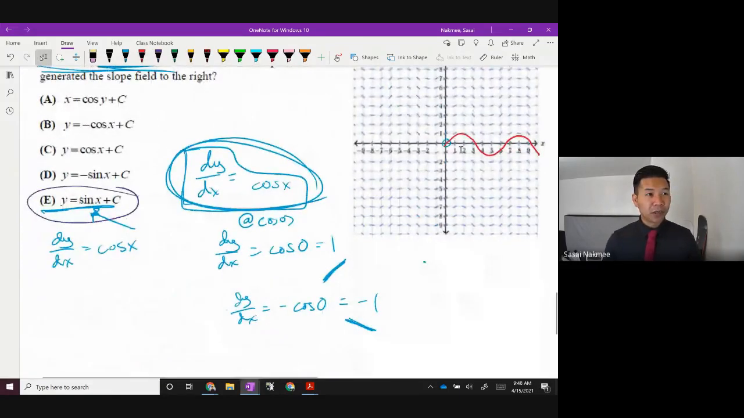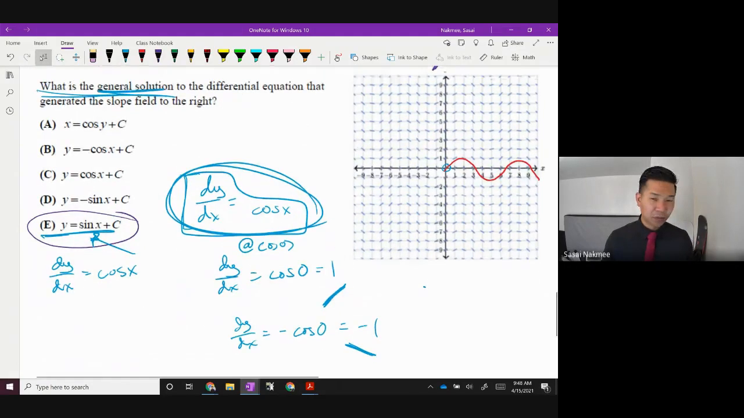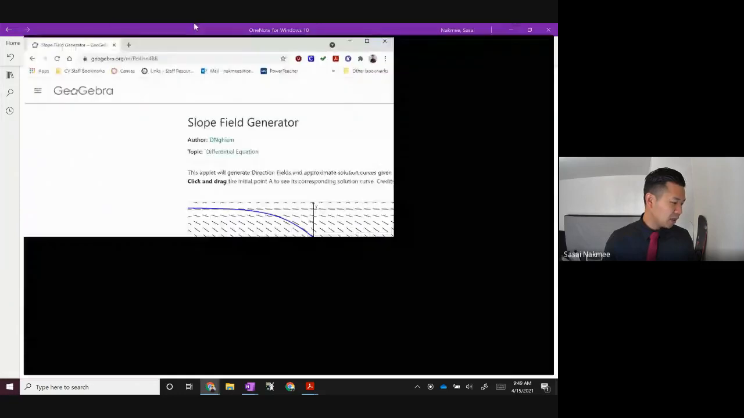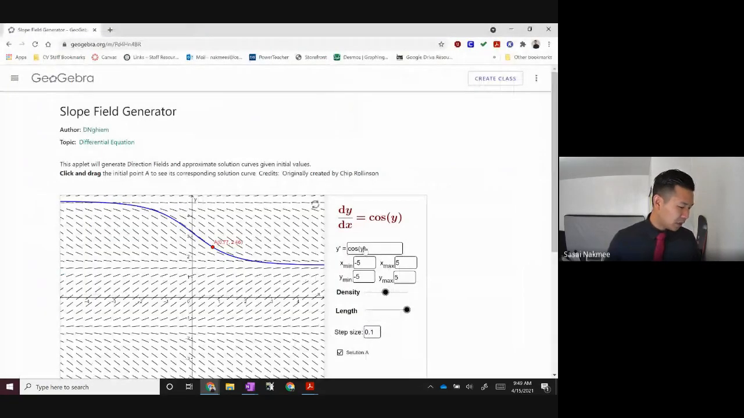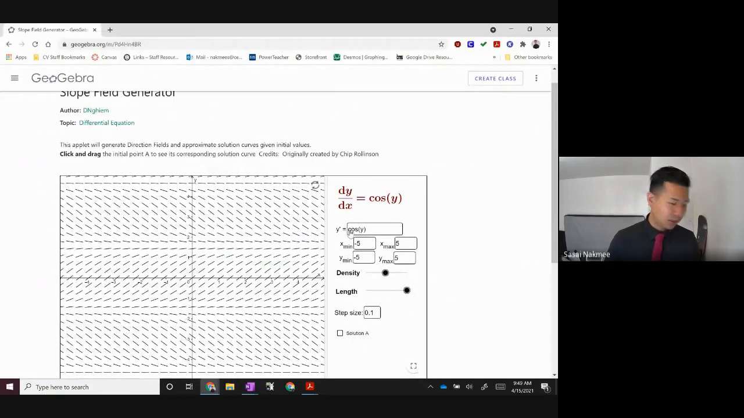Now, let me go ahead and show you something right here. There are websites that will graph a slope field for you. I don't want you to do this for your homework. I just want you to take a look at this and practice with this. Let me give you this link right here. This one is a GeoGebra site where, you guys know that dy/dx is the same thing as y prime. They're just writing it as y prime right here. You can type in your function right here.